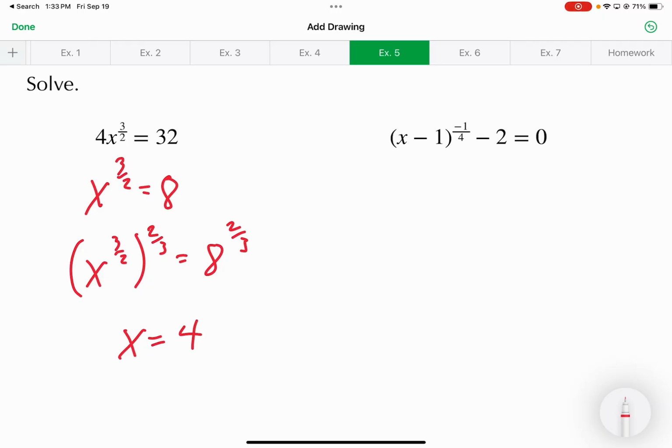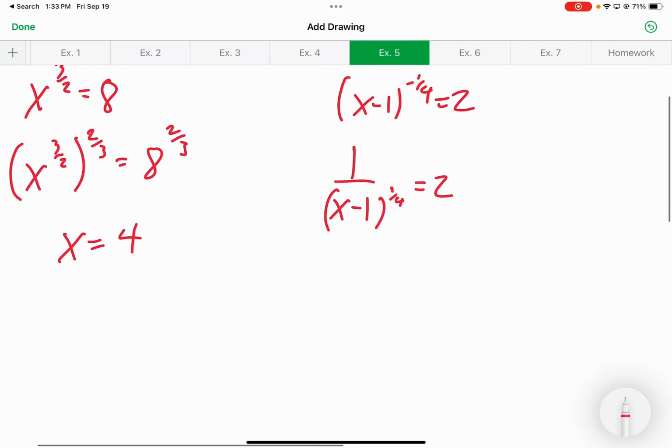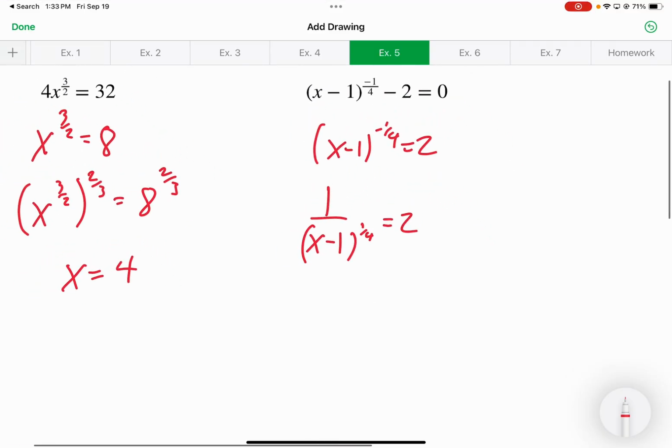Okay, what do you guys want to do first? Add 2. Okay, so then (x minus 1) to the negative 1/4 equals 2. I have a negative exponent. I feel like I want to deal with that. So what should we do? Put that in the denominator, right? Now 1 over (x minus 1) raised to the 1/4 equals 2. I don't really like that that's in the denominator. What do you guys want to do to both sides? What can we do here? What do you think?